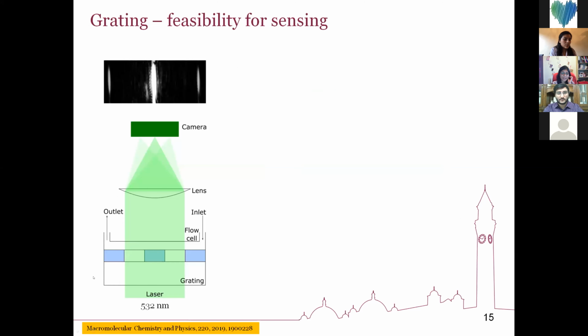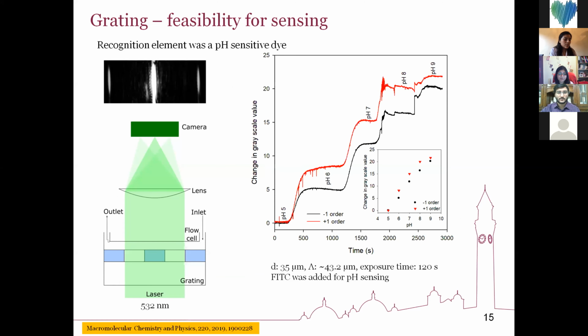So, if we shine light on these gratings, as I said to you, they diffract light, so we get a pattern like this. So you can capture this pattern using a mobile phone, for example, and look at the intensity of these spots, again, using your mobile phone. In this case, we attach the pH-sensitive dye to our grating, and as we put in solutions of different pH, we monitored how the intensity of these diffracted orders are changing. So by doing so, we were able to monitor pH in real time between pH 5 and 9.